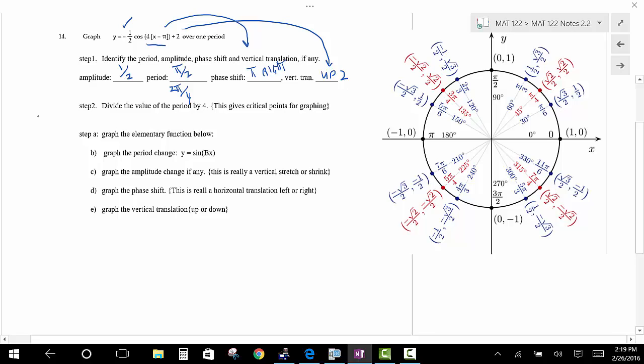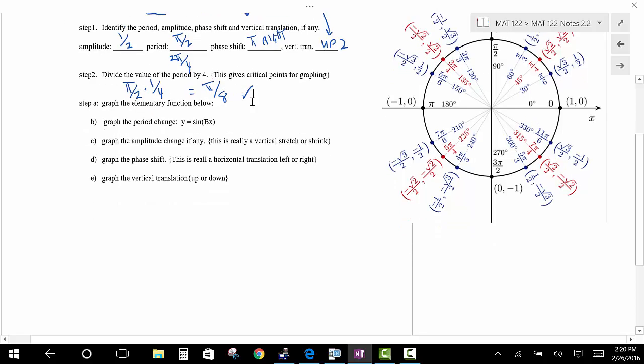All right, now what we're going to do is do this in one step. I'm going to just show you how to do one step, and then we'll maybe do this problem the other way so that you can take your pick as to which way you like doing better. So take the period, which is pi over 2, divide by 4. Dividing by 4 is the same thing as multiplying by 1/4, so that's pi over 8. And that will tell you how to increment your x-axis, okay?